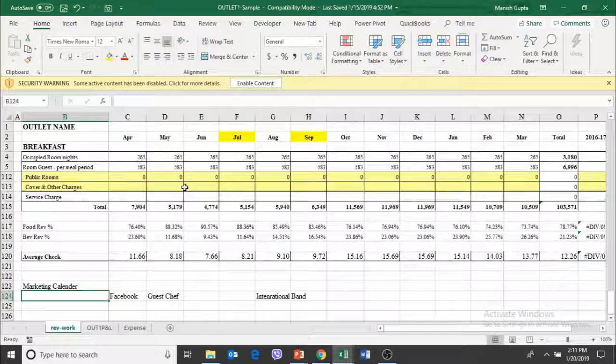Because F&B marketing is different from the rooms division marketing. How is it different? We use it as a promotion plan. Yeah, you can say marketing calendar. You can make a promotion plan. It is the same thing. Yes. And for marketing, yes, follow up.